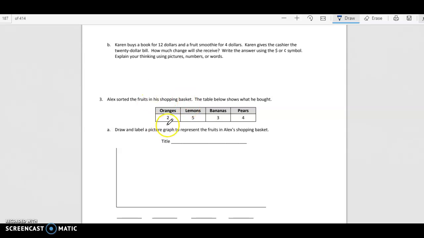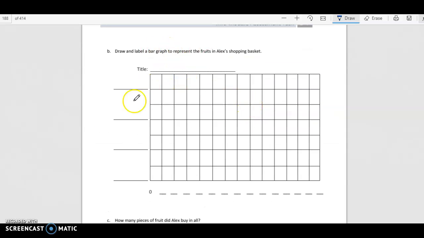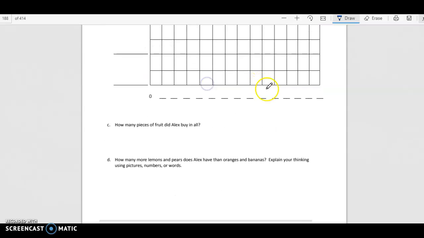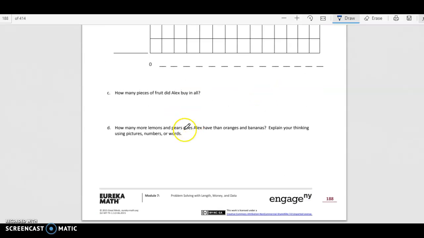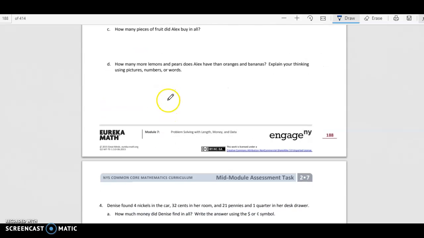So you're using the same data from this table. You need the title, the types of fruit, and the numbers, and then a bar graph. And remember, when you draw your bars, I want you to color them in all the way, all right? Color them in nice and neat, unlike Mr. Schmitz's. And then you're going to use the chart and your graphs to answer C and D.